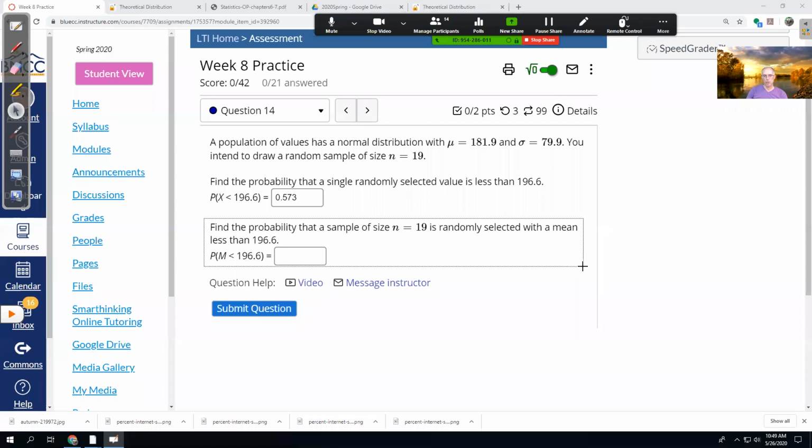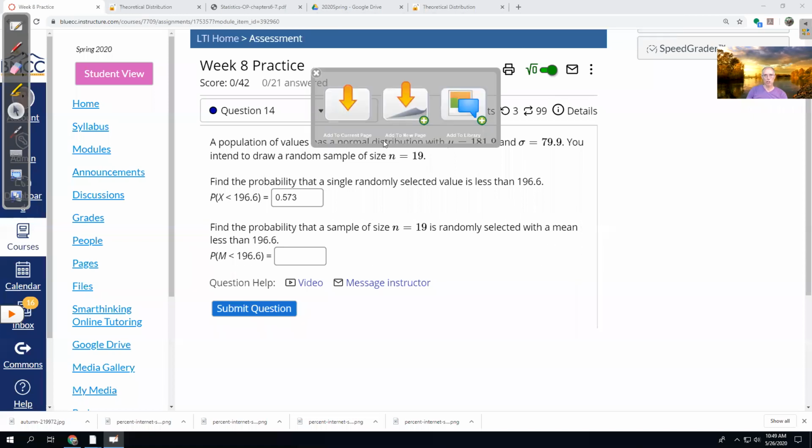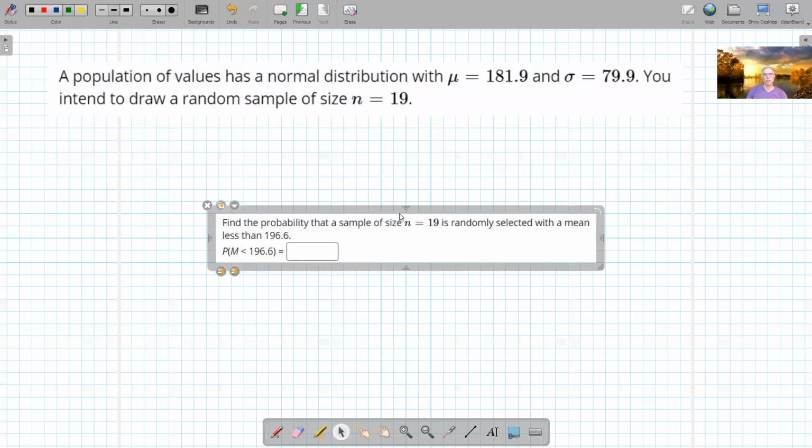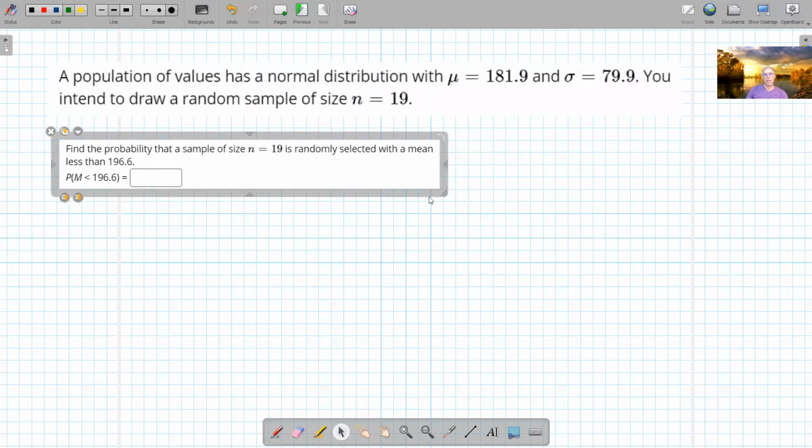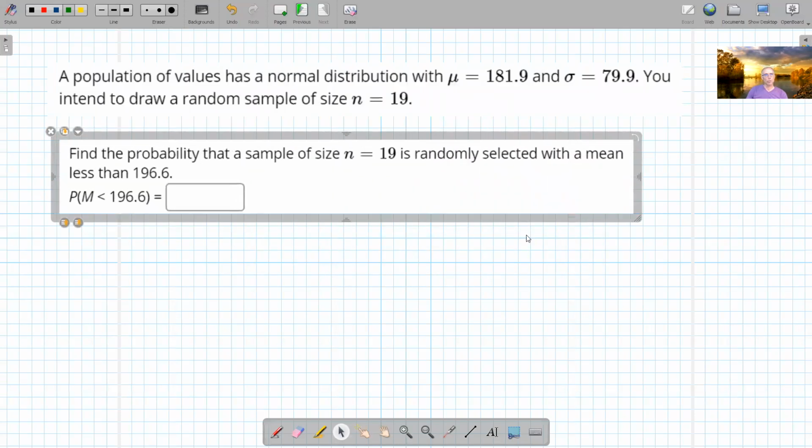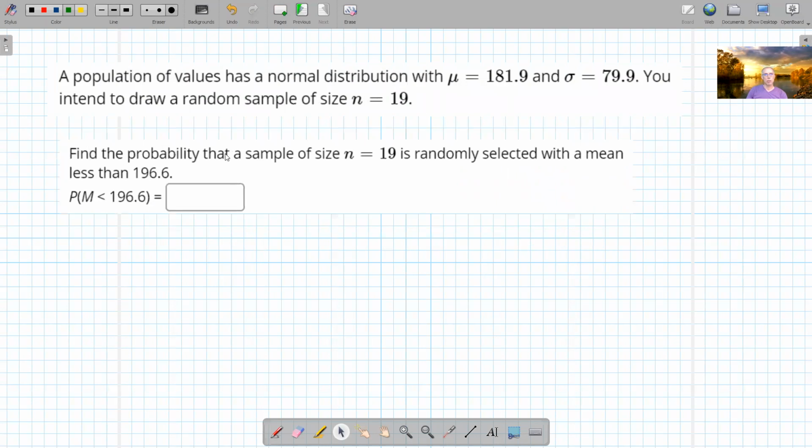And now I'm just going to come back to this page in a minute to note a couple of different things. Add to current. In this case, let's see, find the probability that a sample of n equals 19. Okay, so right away a flag goes off, star, think central limit theorem. What does it mean to think central limit theorem?